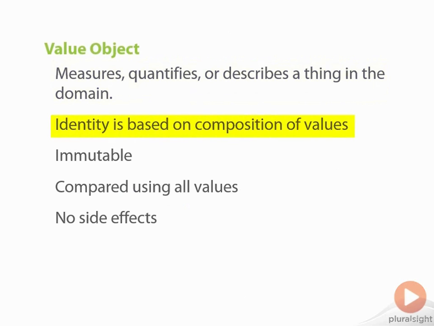Rather than having an identity key, its identity is based on the composition of the values of all of its properties. Because the property values define a value object, it should be immutable. In other words, you shouldn't be able to change any of the properties once you've created one of these objects. Instead, you would simply create another instance with the new values. If you need to compare two value objects to determine if they are equal, you should do so by comparing all of the values.